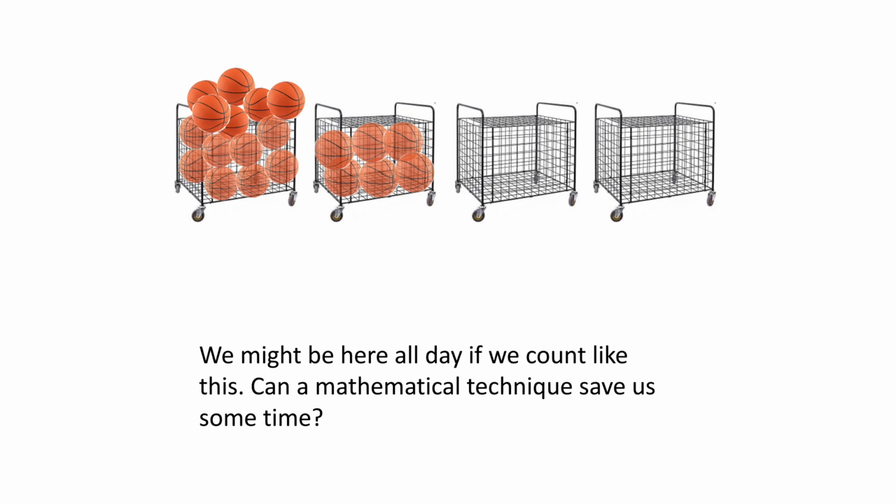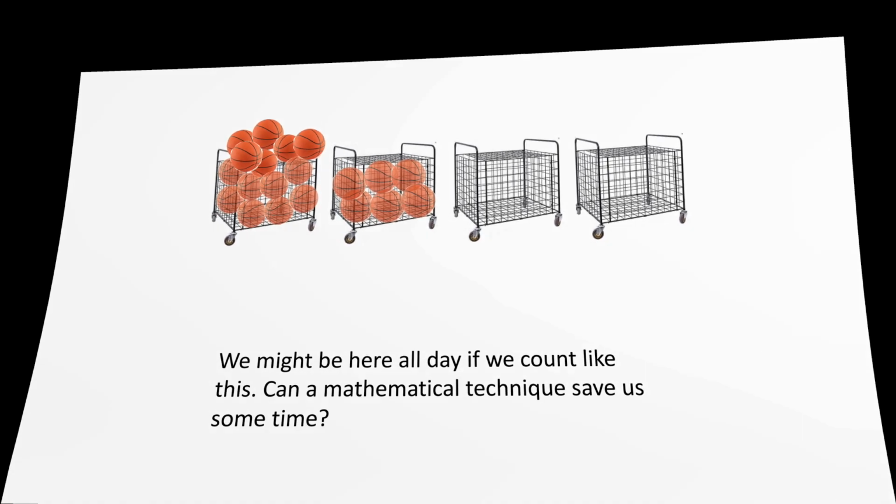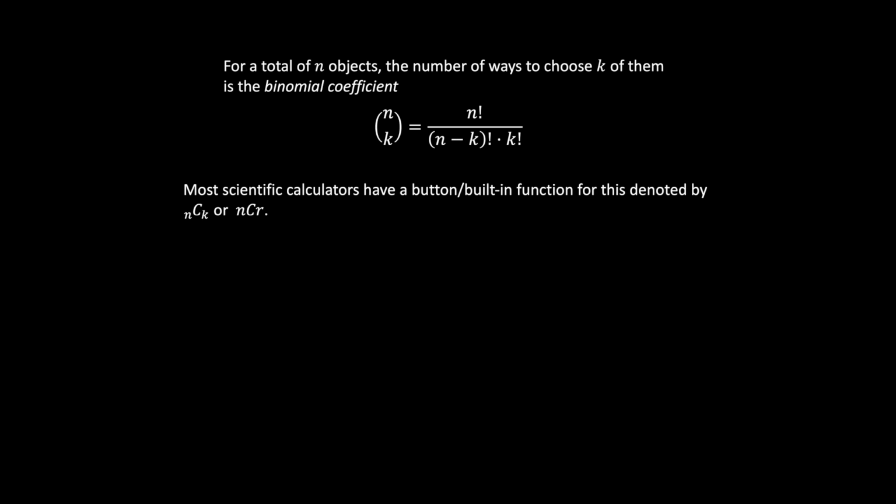So what's the math that's going to help us count all the different ways we could do this? We need what's called the binomial coefficient. Read this as n choose k. And it's how many ways you could pick k out of n things if the order doesn't matter. Most scientific calculators got a button for that, and the next trick we're going to use is a technique called stars and bars.